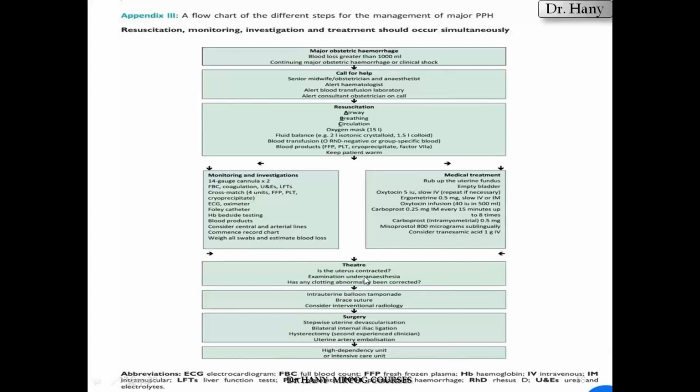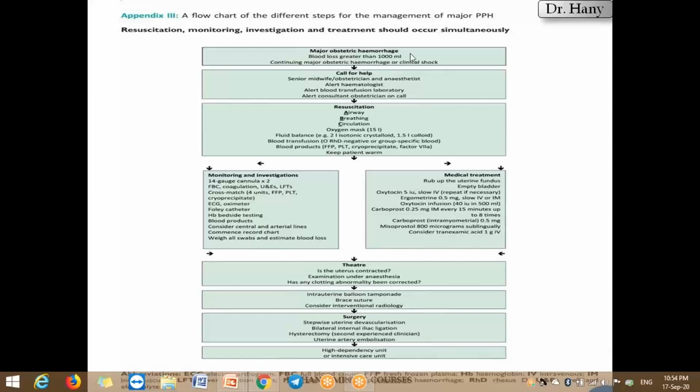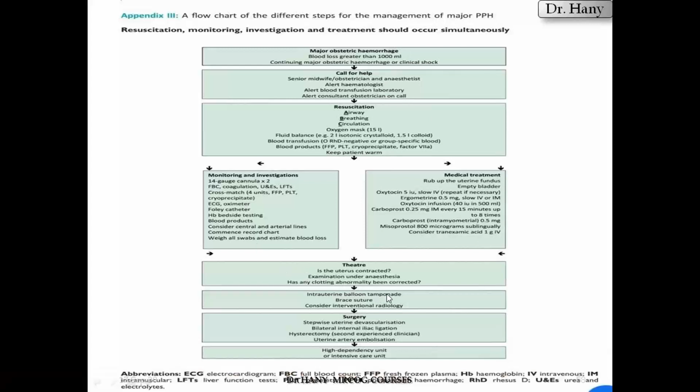The first step in the theater, you will examine the woman under general anesthesia. Is the uterus contracted or no? Is there any tear or no? Then, if still atonic postpartum hemorrhage, you will start with the intrauterine balloon tamponade, which is the Bakri balloon. The first surgical maneuver is the Bakri balloon.